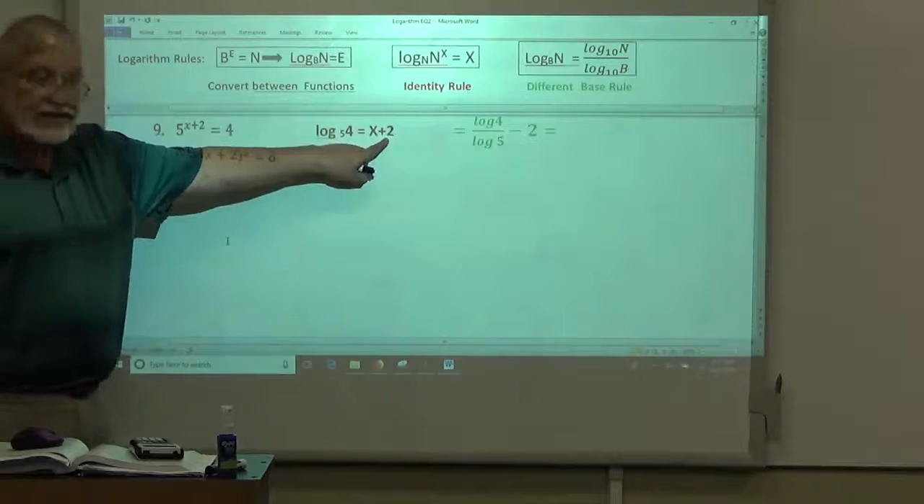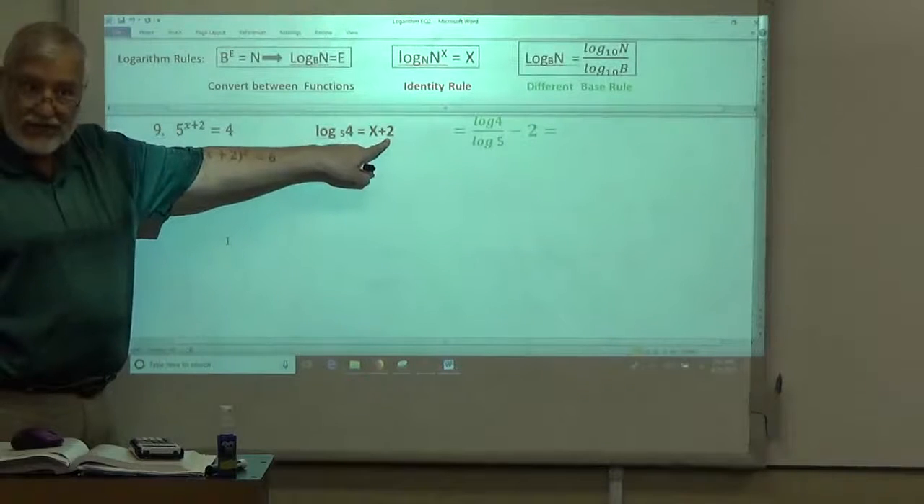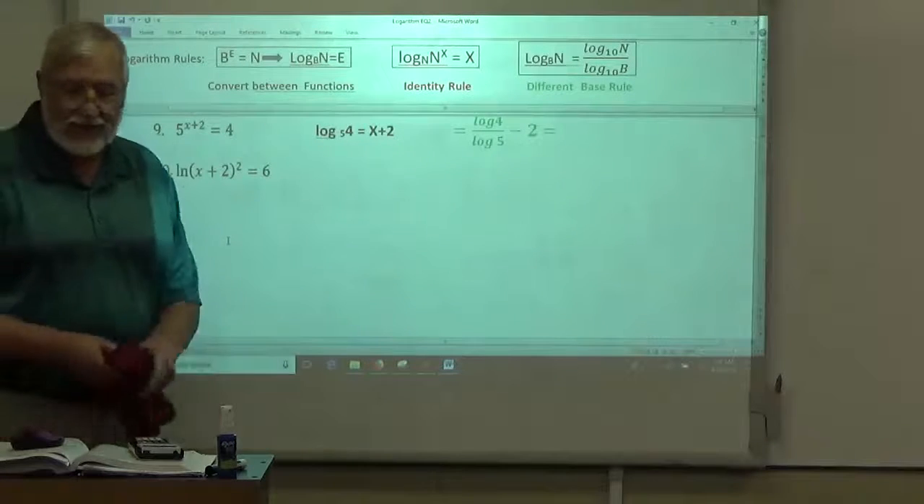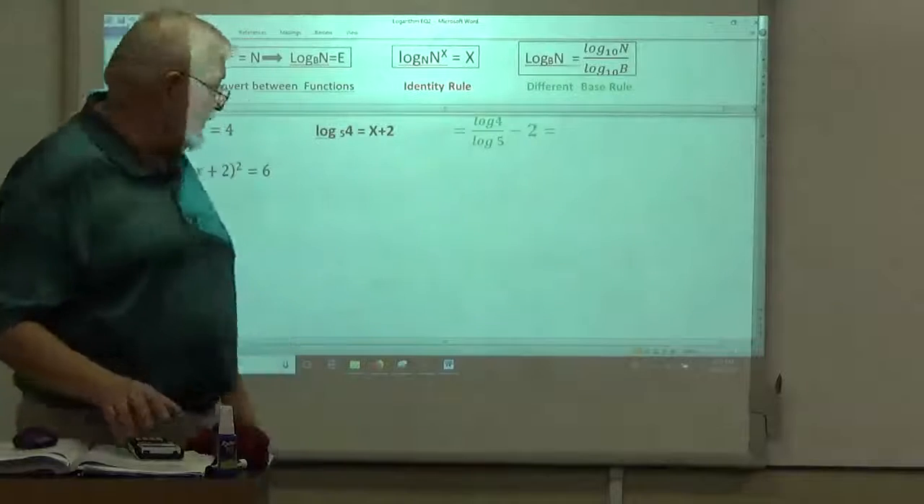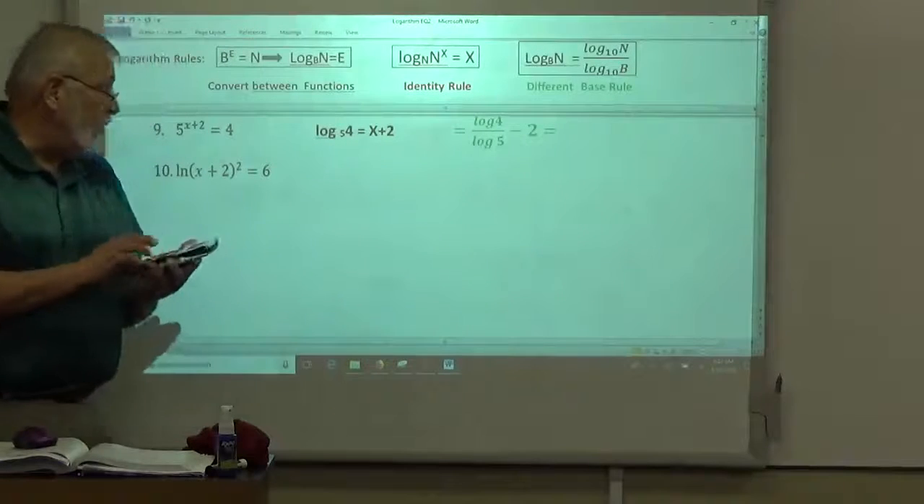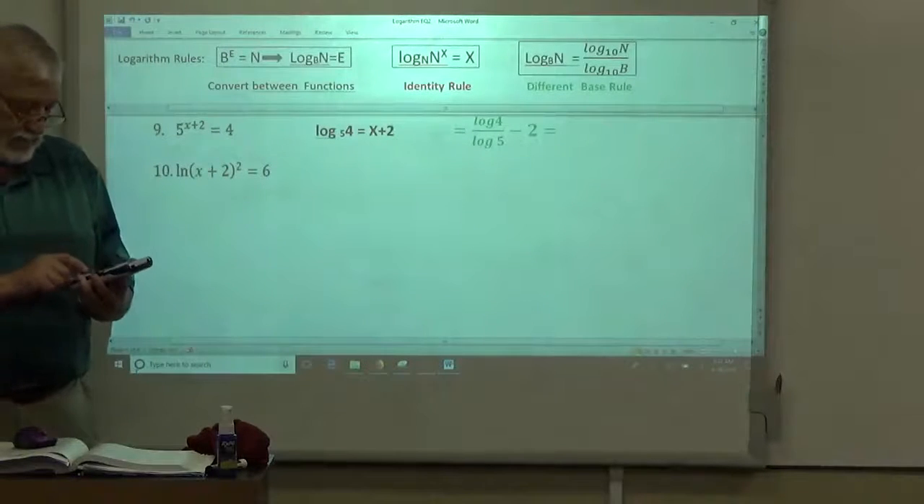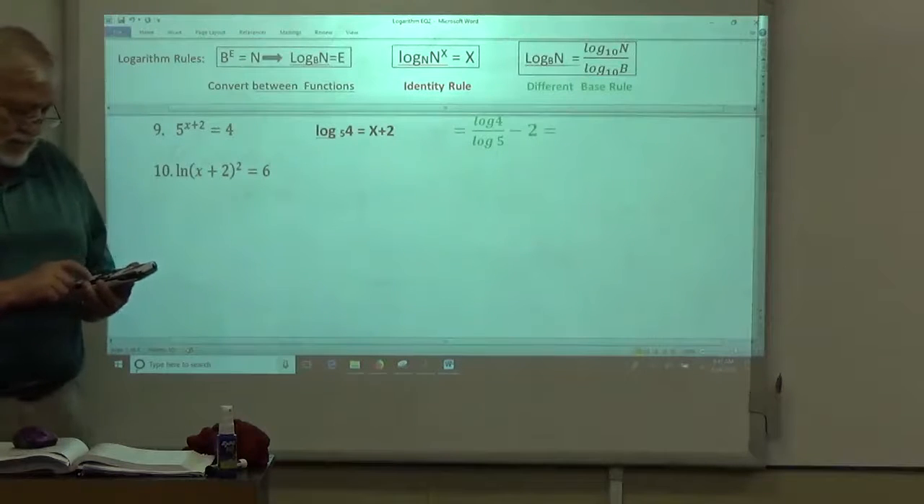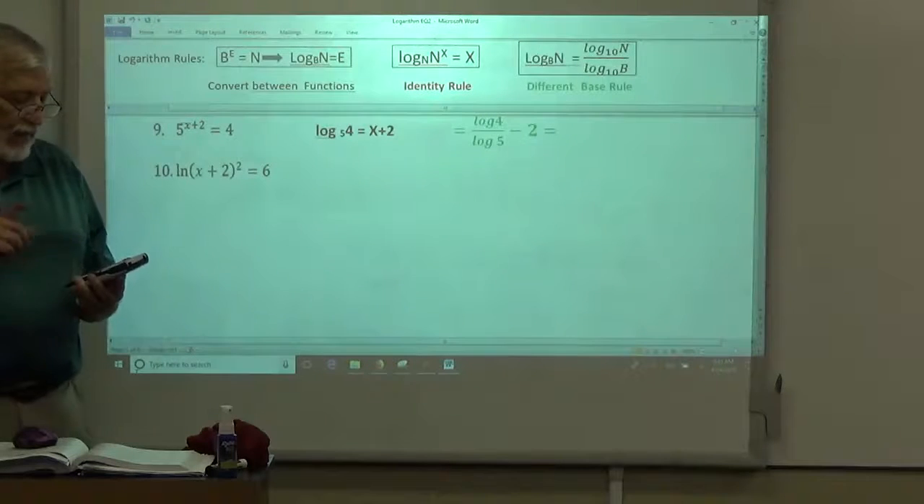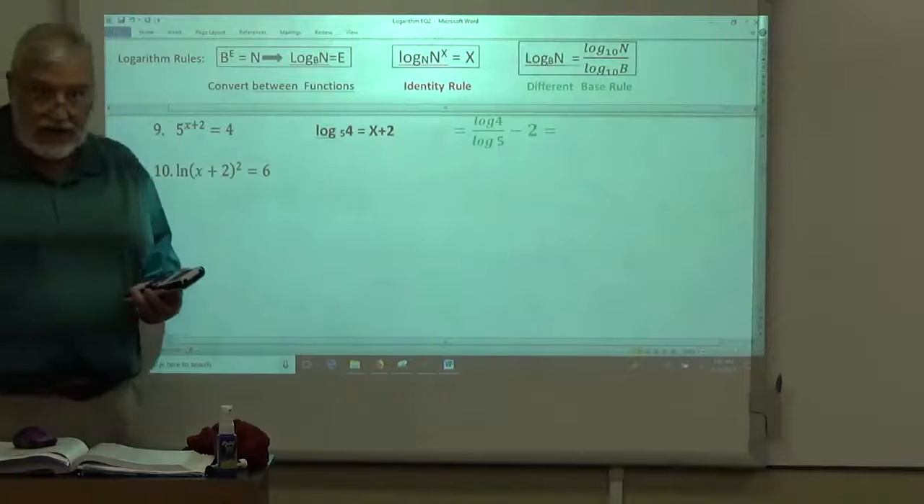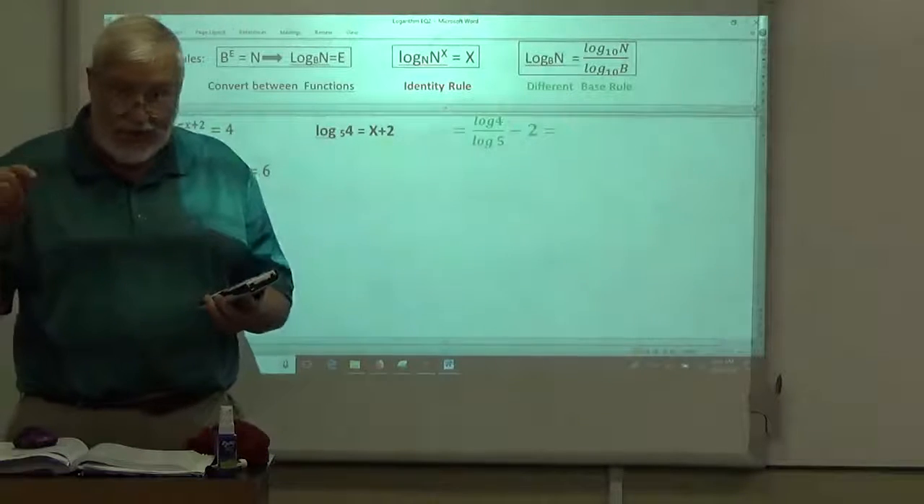Then, what do I do with this plus 2? Subtract 2. Okay, so let's do that one. In your calculator, do log 4, close the parenthesis, divided by log 5. Okay, well, when you do log 4 divided by log 5, you get 0.86.